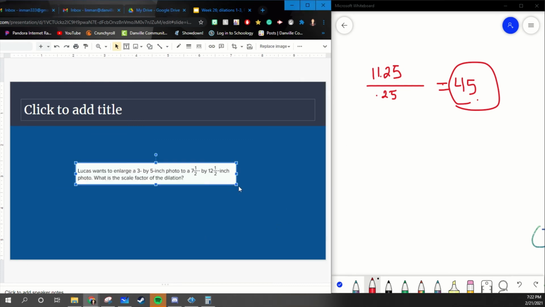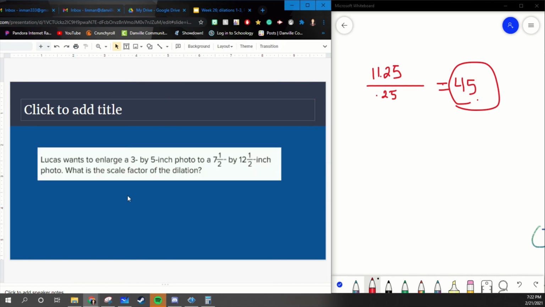Here we have two different ways of solving the problem. Lucas wants to enlarge a 3 by 5 photo to a 7.5 by 12.5 inch photo. What is the scale factor of the dilation? So here you have to figure out, does the 3 go with the 7.5, or the 5 go with the 7.5, or does 5 go with 12.5? You have to find out which numbers go with which.